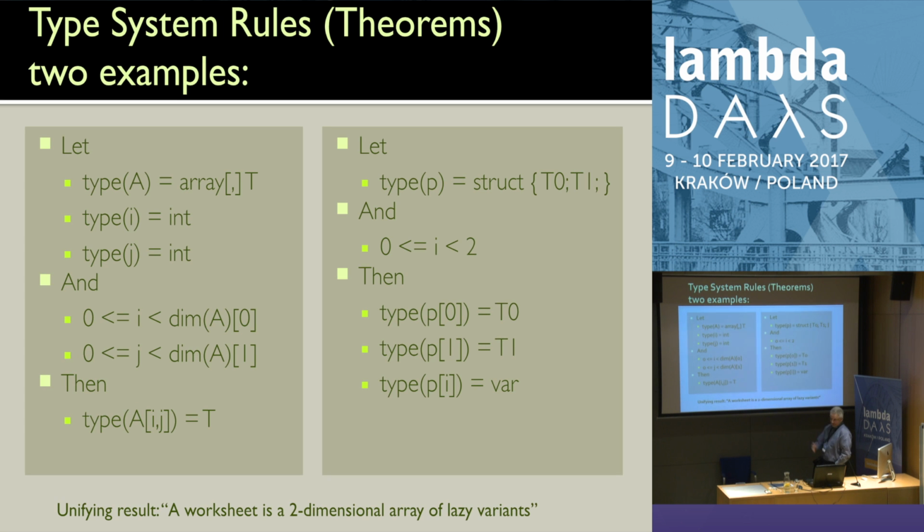Of course, I only had time to specify the language, and even then we haven't fully specified it. We found stuff recently, about 3 months ago, that we should have thought about better. If A is of type array of 2 dimensions, where the comma means it takes 2 dimensions, of type T, and I is of type int, and J is of type int.